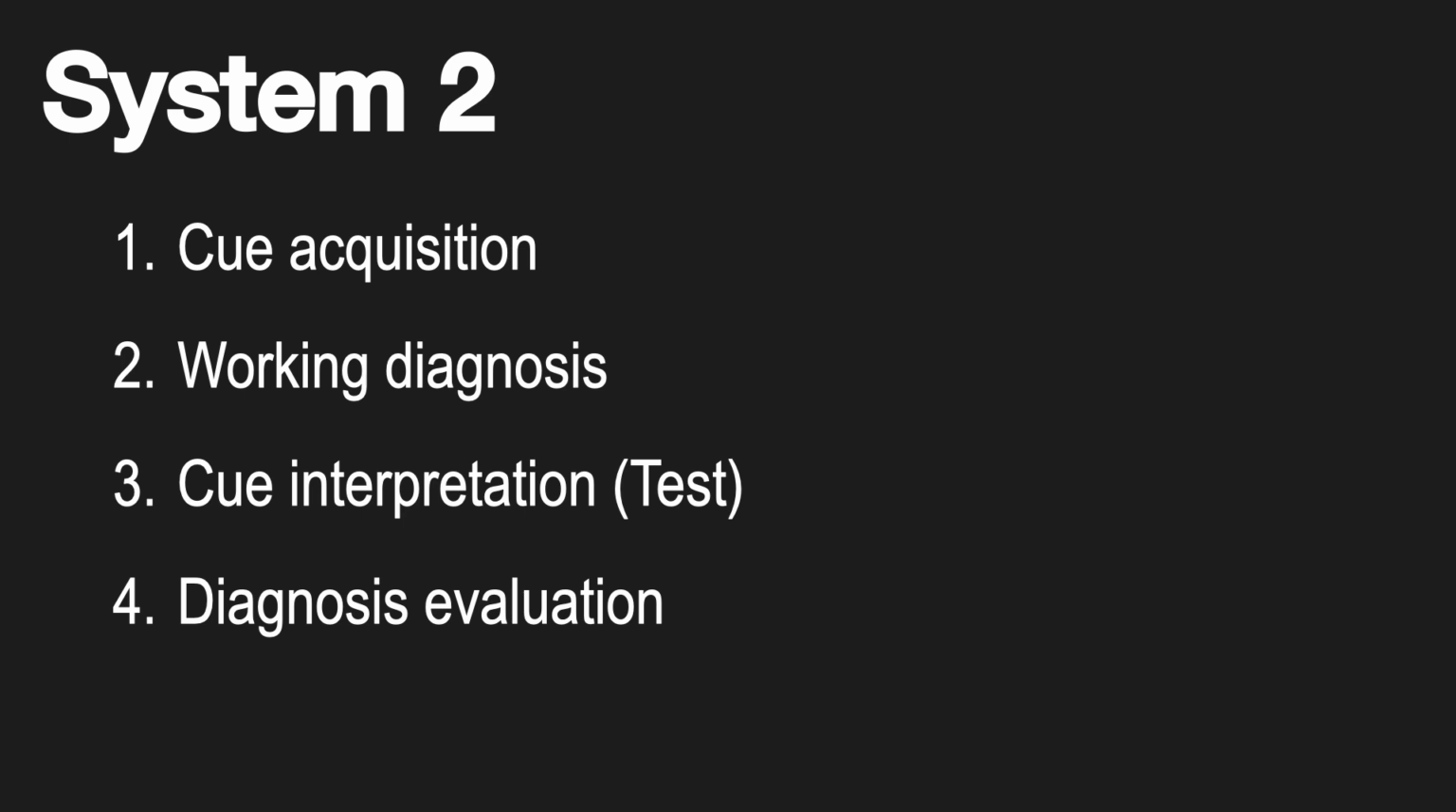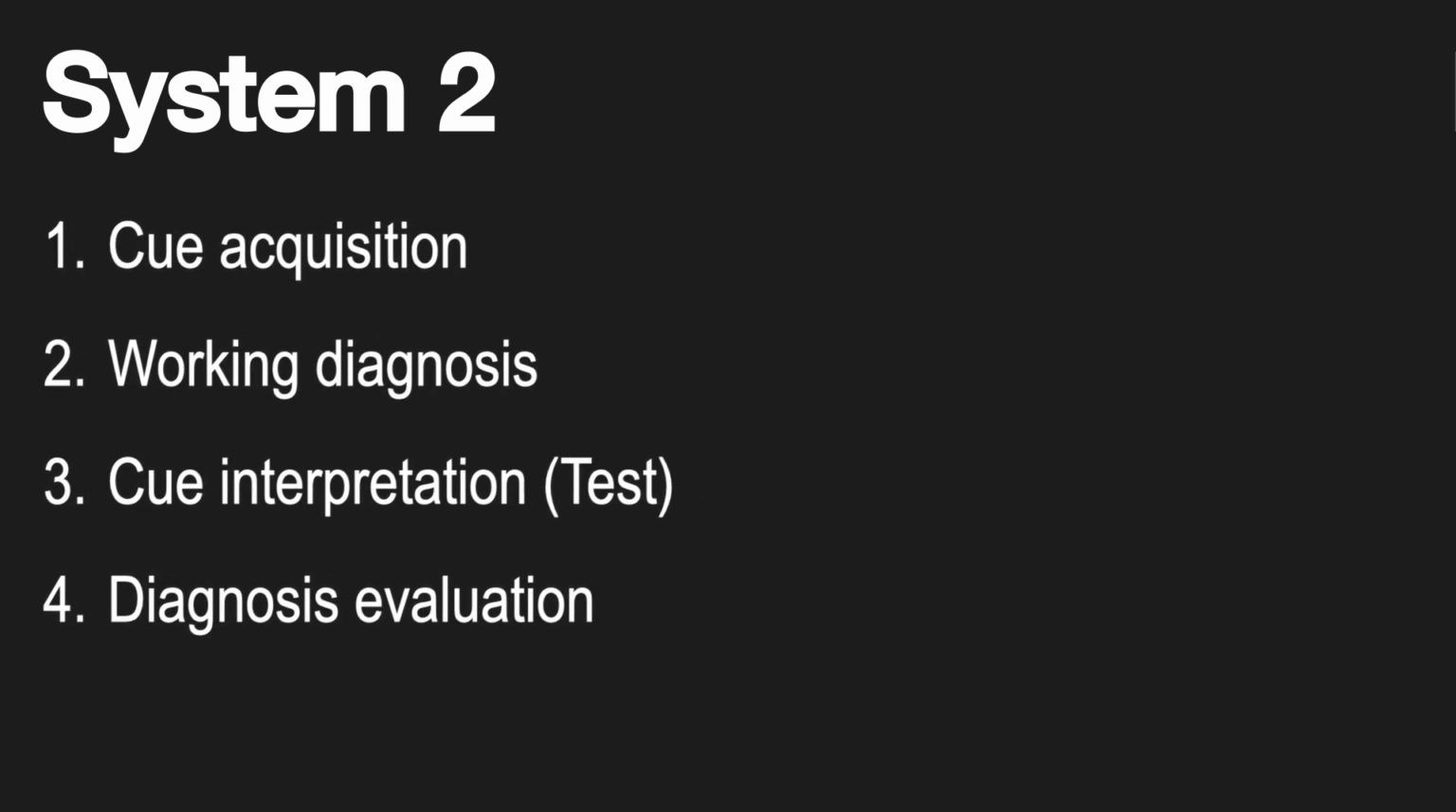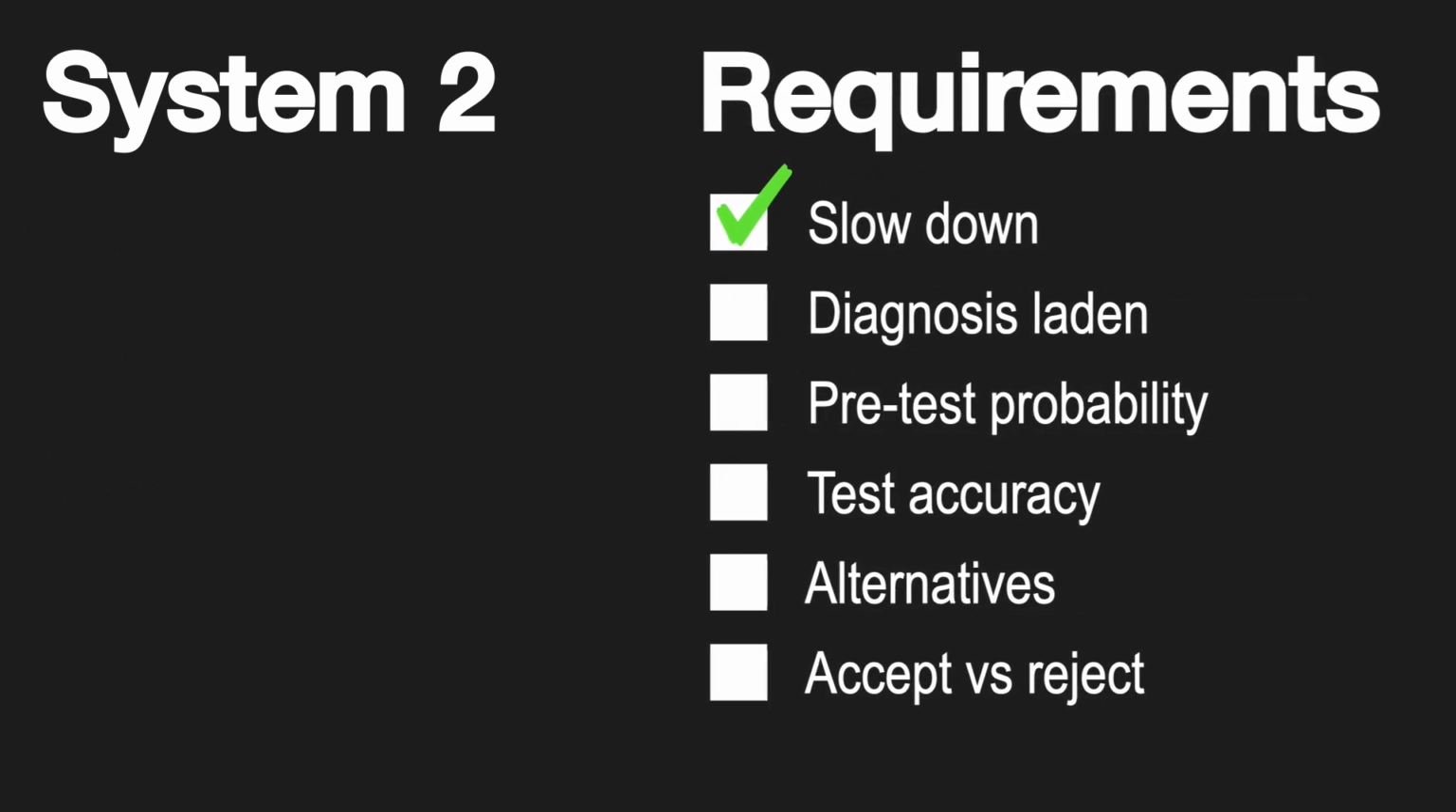And finally, this model reduces all diagnostic reasoning to diagnosis testing. Is that the only way to evaluate a diagnosis? What about comparison with an alternate diagnosis? This too is a big part of diagnostic reasoning, but not part of this model. So System 2 is good because it makes us slow down and think, but it fails to meet our other basic requirements.